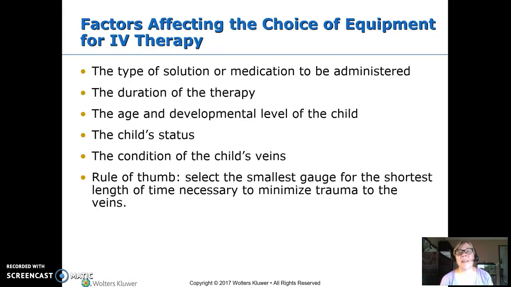A PICC line is put in once instead of several IVs, so it really is less traumatic and cost effective.